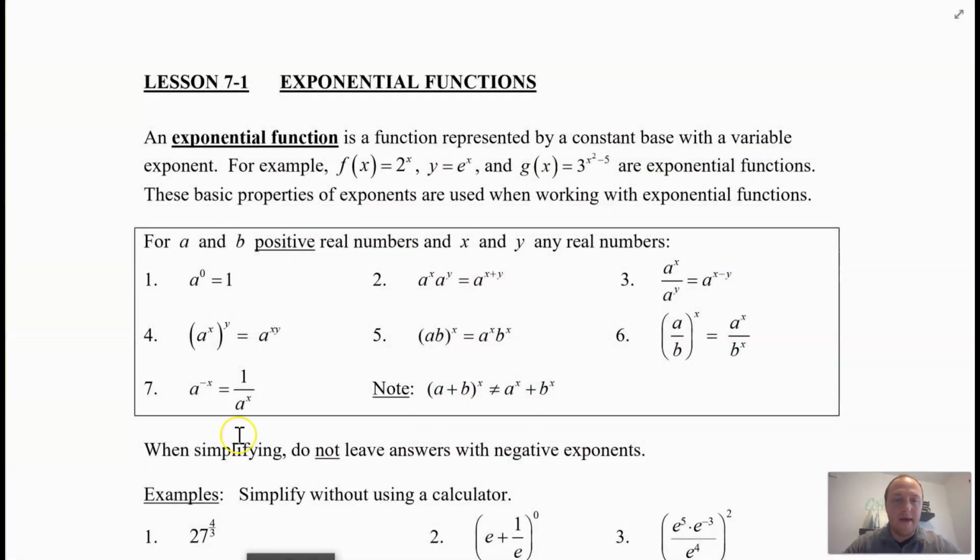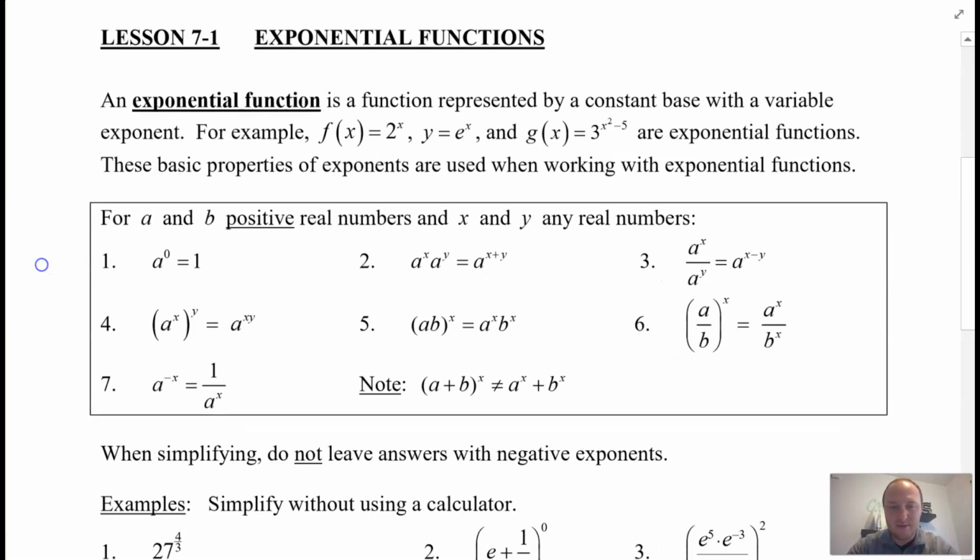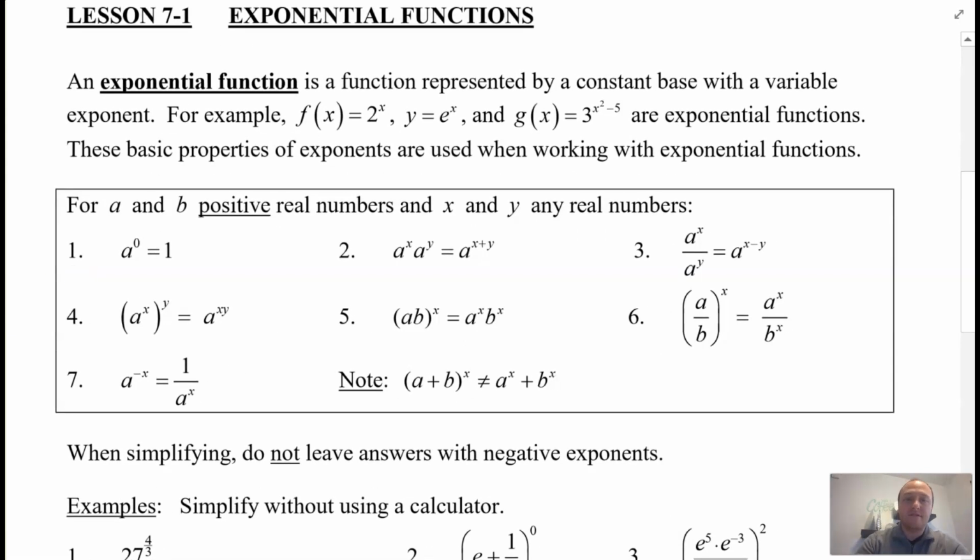All right. So exponential functions. What is an exponential function? Well, it's a function that has a constant base with a variable that is an exponent. And here we have some examples. 2 to the power of x, that's a common base. e to the power of x is probably the most common base that we'll utilize. And then you can even have expressions within your exponent. So all of these are exponential functions.